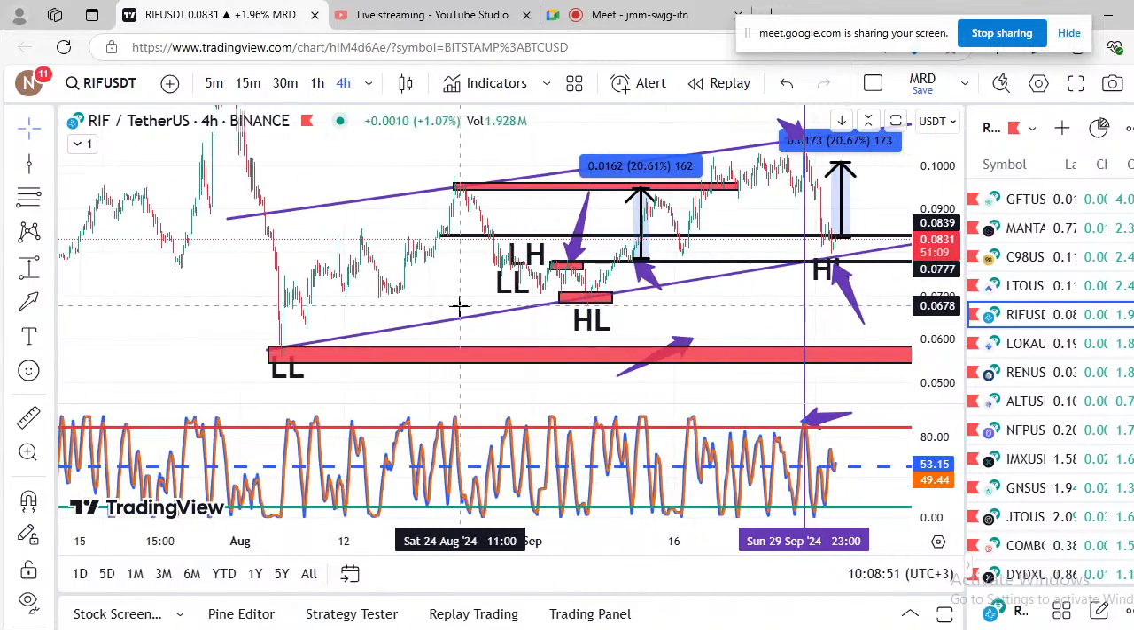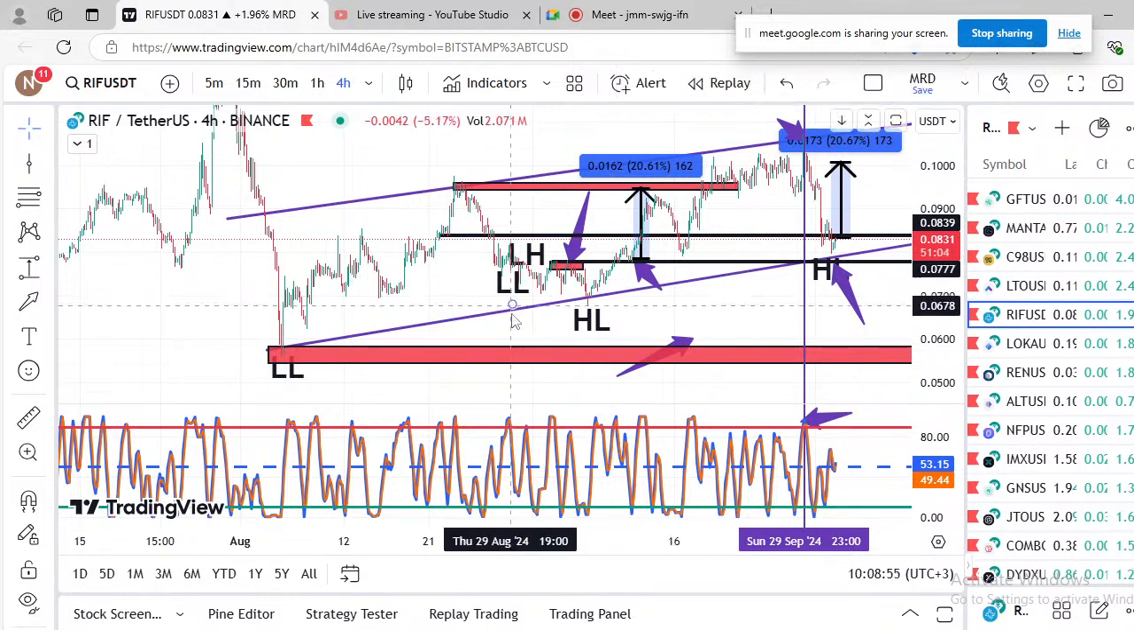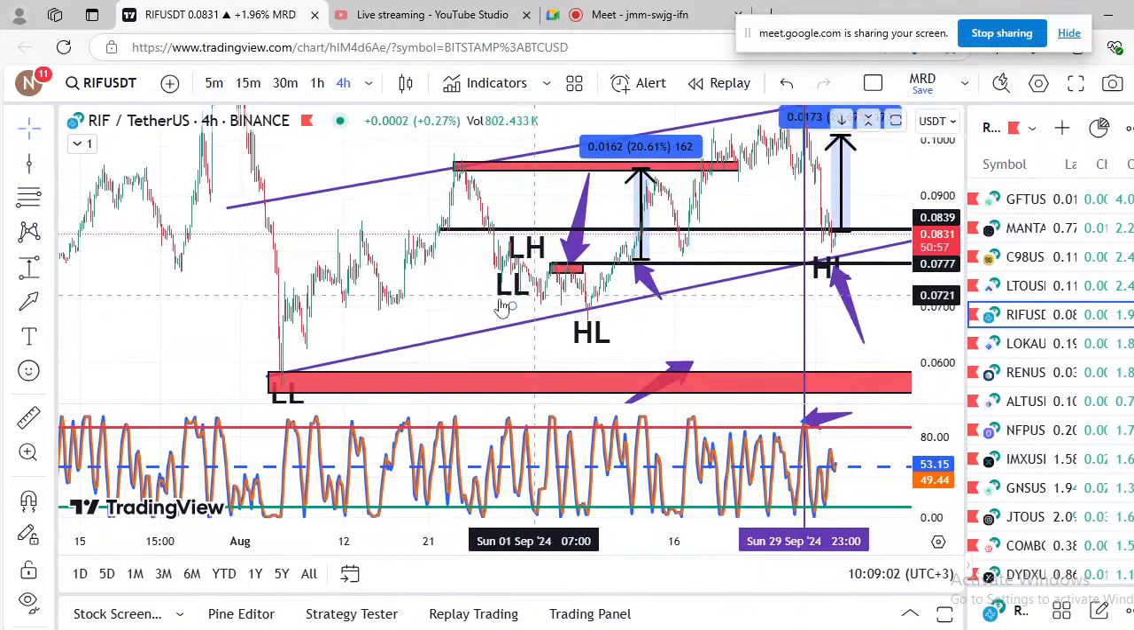Let us look at this, the first higher low. When we check the first higher low here, we draw a line as well. Let us draw the line.